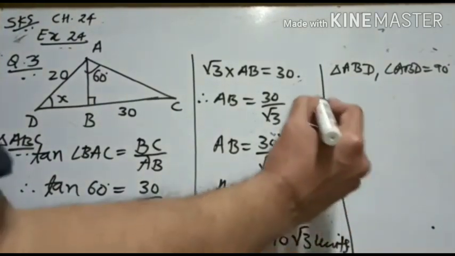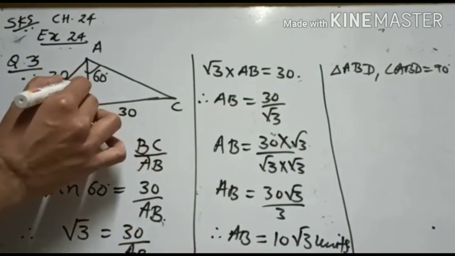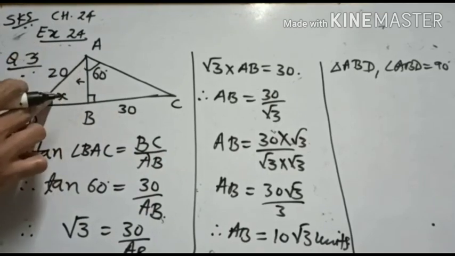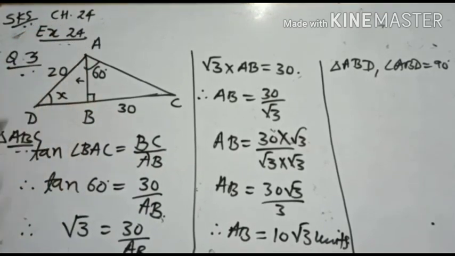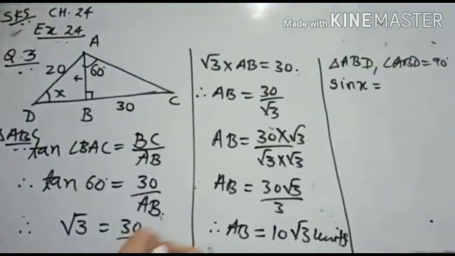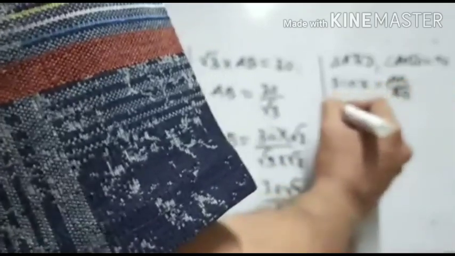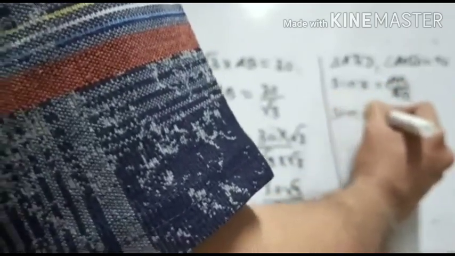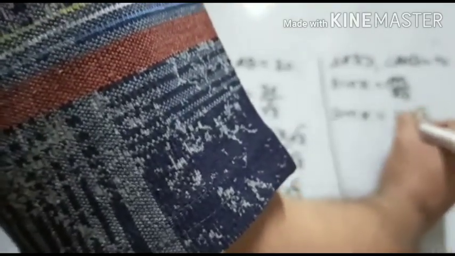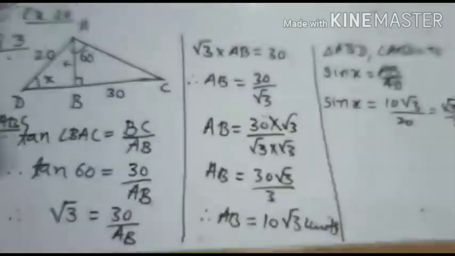Now if I understand this very well, I have calculated the AB value just now. So with respect to angle X, AB is the opposite side and AD is the hypotenuse. So I will talk about sine of angle X, which will be equal to the opposite side, that is AB, over AD. So if you understand this, sine of X will be equal to AB, which is 10 root 3, over AD, which is 20. So ultimately sin x becomes root 3 upon 2.